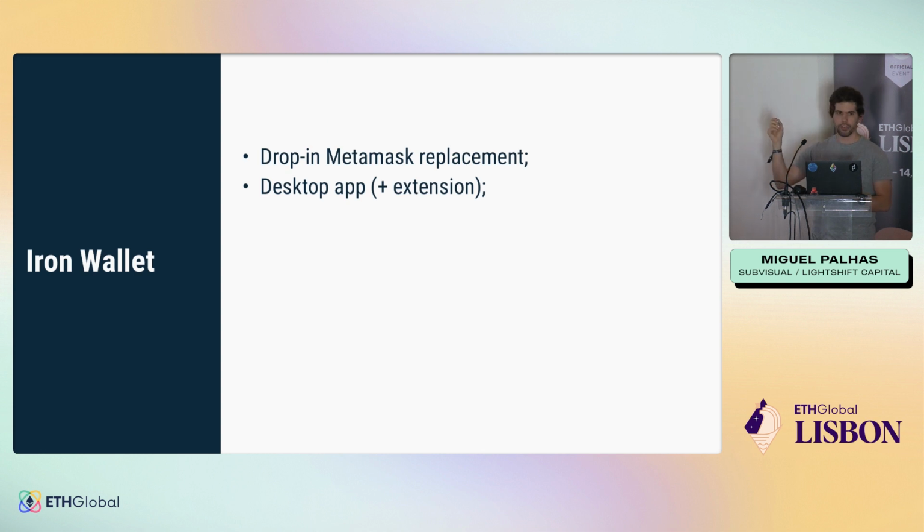It's drop-in in the sense that any site that has a connect with MetaMask button, the Iron Wallet will fool it, and the website will think that it's interacting with MetaMask because it supports the exact same RPC API and so on. So it should just work smoothly. Of course, still work in progress, no promises.